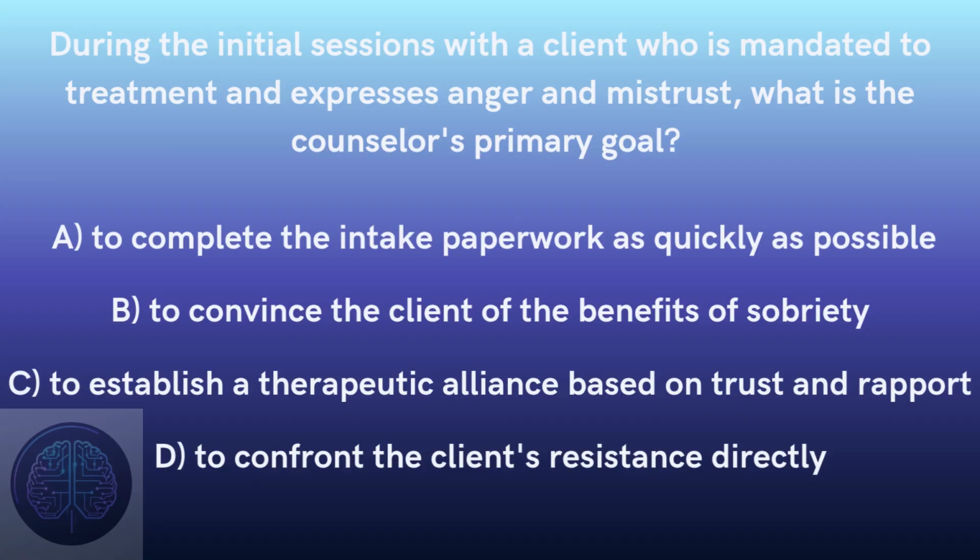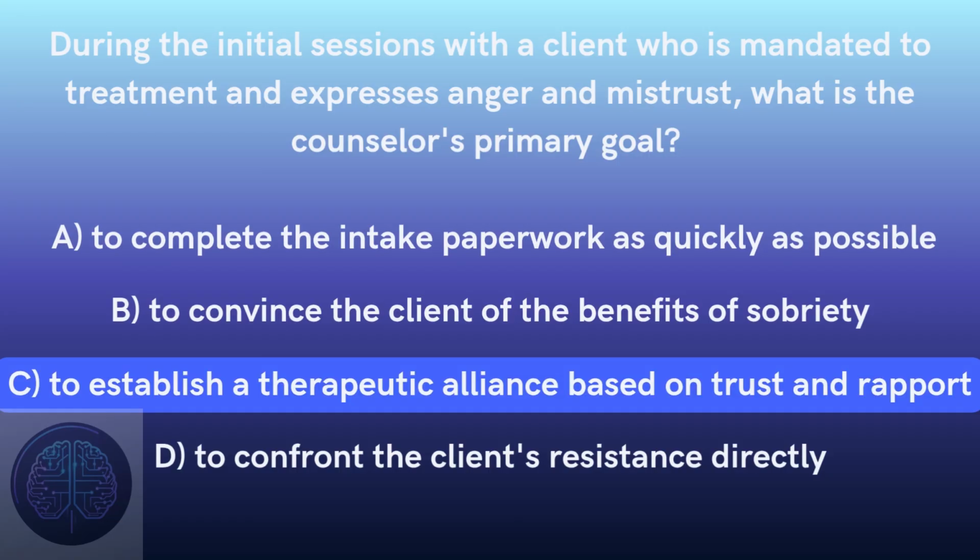The correct answer is, without a doubt, option C, to establish a therapeutic alliance based on trust and rapport. With any client, but especially one who is mandated and resistant, nothing productive can happen until a foundation of trust is built. The therapeutic alliance is the single best predictor of treatment outcomes. This means showing unconditional positive regard, expressing empathy, being genuine, and creating a safe, non-judgmental environment. This has to be the top priority, above all else.